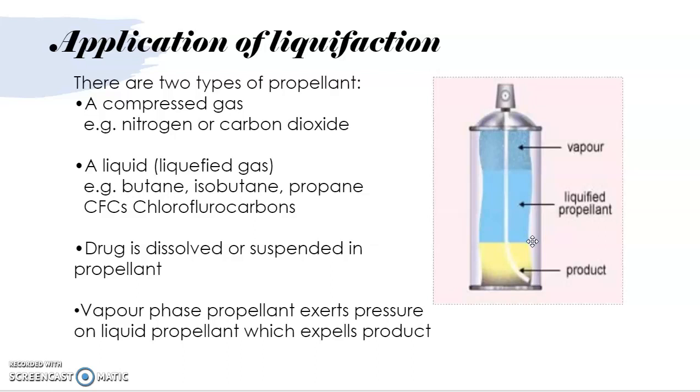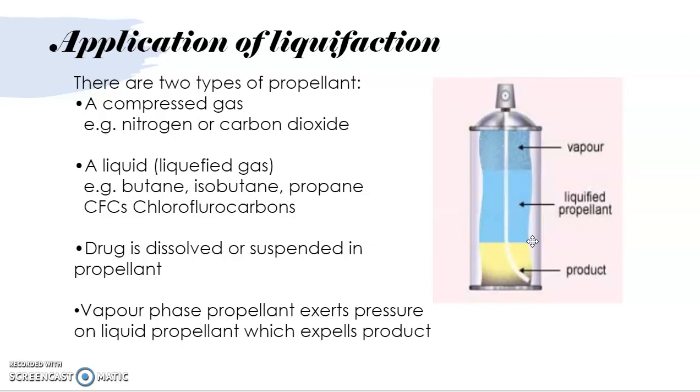And product concentrate, it is nothing but the mixture of API, active ingredient, along with some excipients like some suspending agents or emulsifying agents if required in case of two-phase systems, and either liquid propellant is used as a solvent or sometimes separate solvent is used. So together it will constitute product concentrate and liquefied propellant.